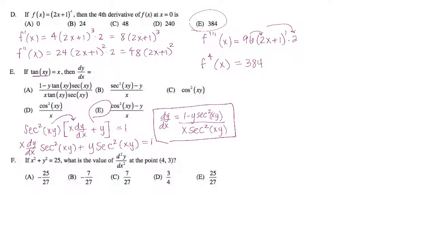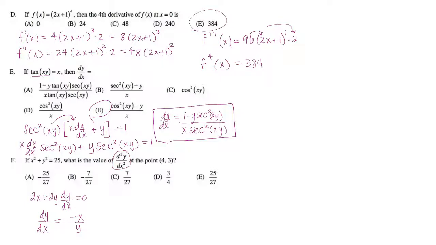All right, let's look at F. We've still got our implicit differentiation, and we are going to go through here and do our first derivative. So we're going to have 2x plus 2y dy dx equals 0. And through some algebra, we're going to have dy dx equals negative x over y. And now we need to find that second derivative's value.